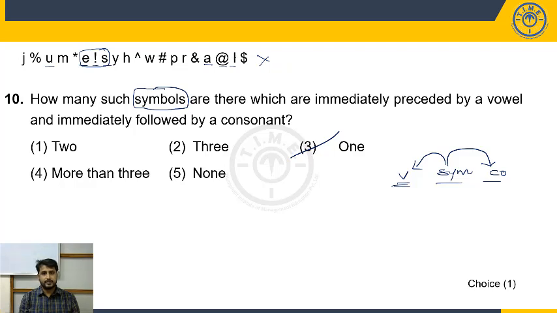Sorry, it is L, right? It is not I, it is L. I am sorry. All are given in small letters. So vowel, symbol, and it is consonant. So 2. Choice 1.